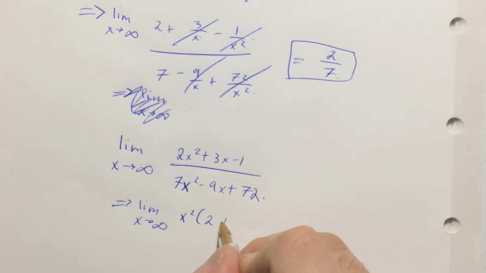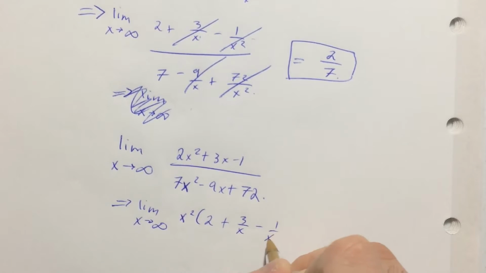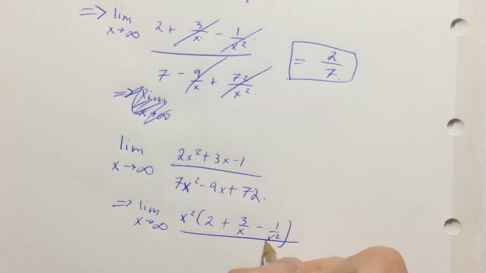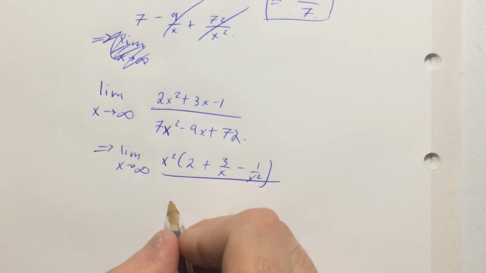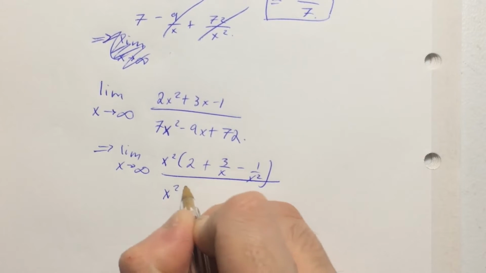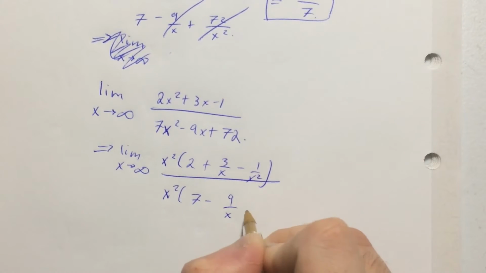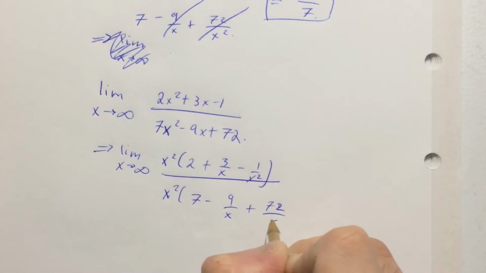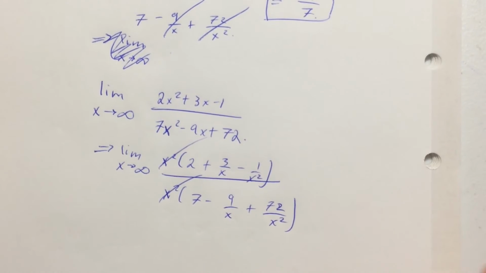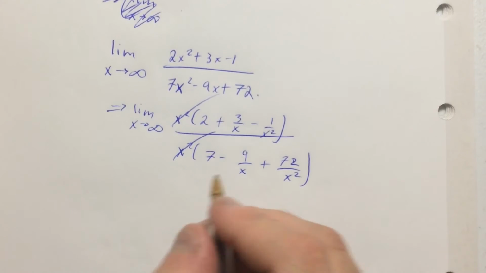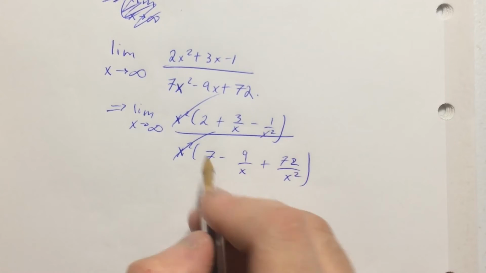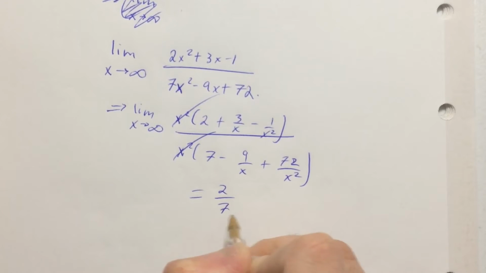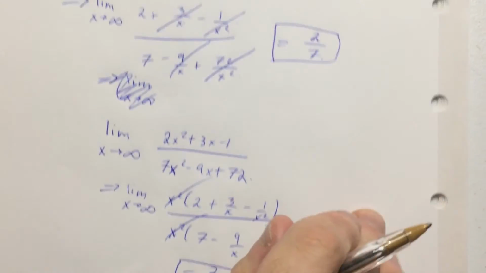So 2 plus 3 over x minus 1 over x squared. As you can see, this is almost the exact same thing I had up here, but a bit cleaner, I guess. And here, I factor out the x squared again: 7 minus 9 over x plus 72 over x squared. Cancel, cancel, because they're being multiplied, which means I can cancel them out. And then, what do you know? I evaluate the limit yet again. It will be 2 plus 3 over x minus 1 over x squared, which is also equal to 2 over 7. Same answer as up here.